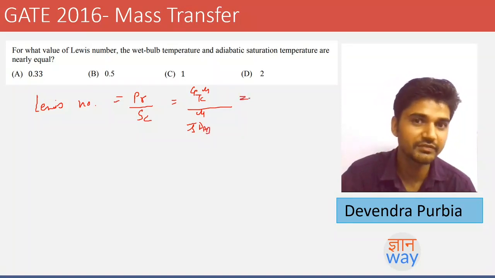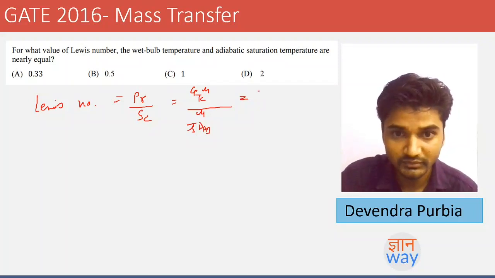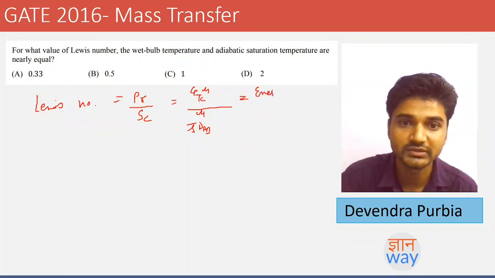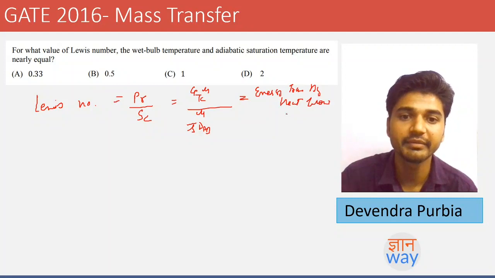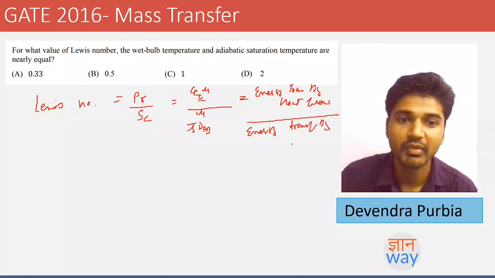Further, physically, if you understand what the Lewis number is, it is nothing but the energy transfer by heat flow divided by the energy transfer by mass flow.